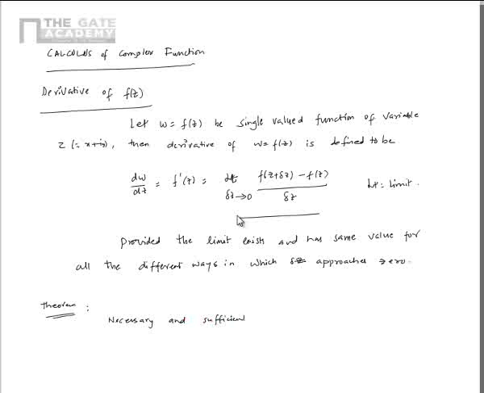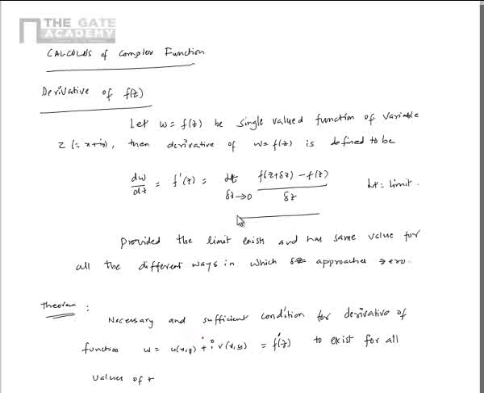So the necessary and sufficient condition for the derivative of the function w is equal to u of xy plus i v of xy, a function of z, to exist, which is basically f dash z, to exist for all values of z in a region R.